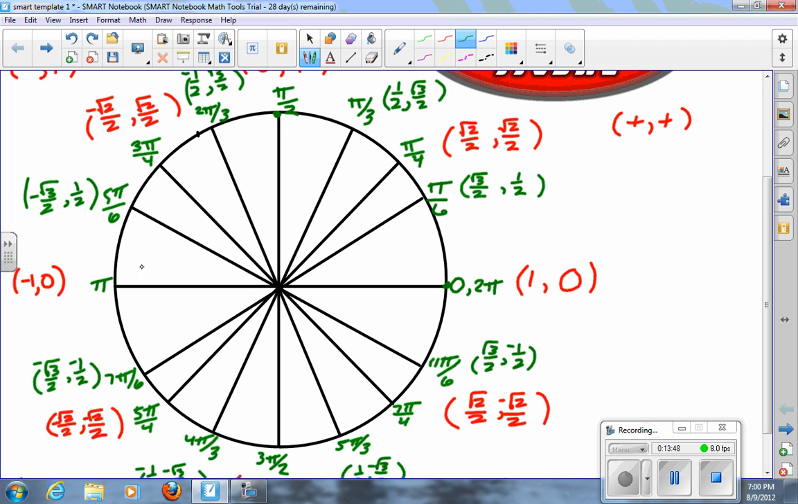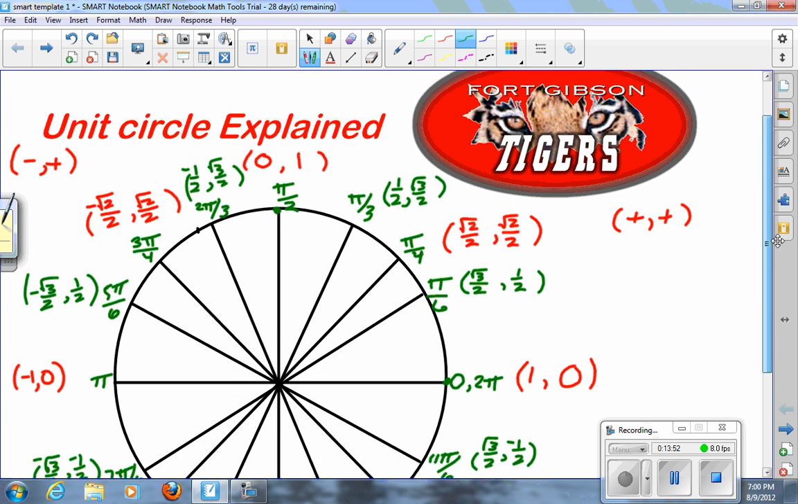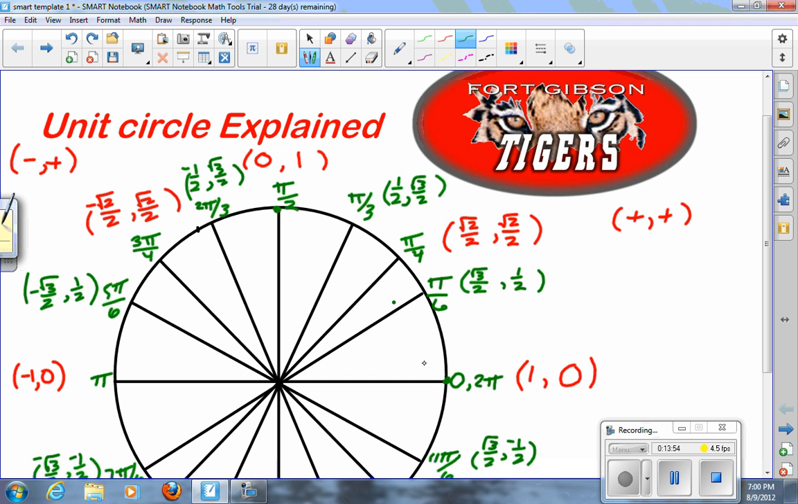So that's it. The radian measure doesn't really affect a whole lot. It's just a different way to describe those same angles, except it's talking about the length of this arc and not this angle measure down here.